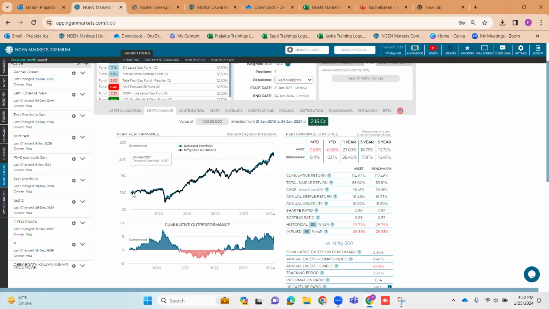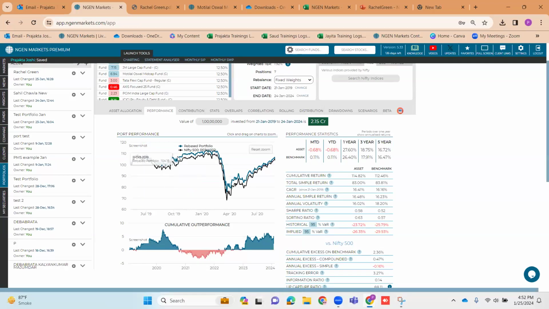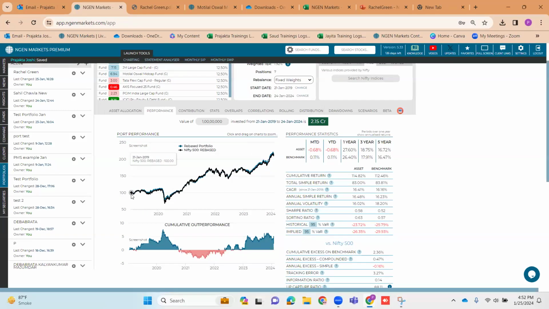In the same way, the portfolio NAV, which also starts at 100, will grow at whatever percentage all the funds together, taking into account the weightages of the funds for that day, have returned. That is applied to 100, and then on and on from there. So both lines will start at 100, and they will grow based on the return that either the benchmark or the portfolio is giving.